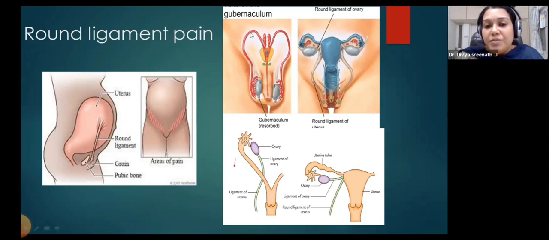In a female, when the female gonad, the ovary, reaches its position, this gubernaculum changes into a fibromuscular structure. That is when it becomes the ovarian ligament. The ovarian ligament attaches to the corner of the uterus, and the remaining portion becomes the round ligament. It holds the uterus, and it supports the angle of anteversion also.